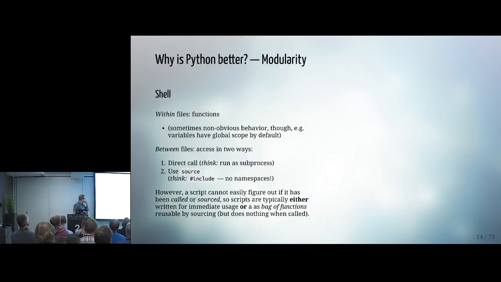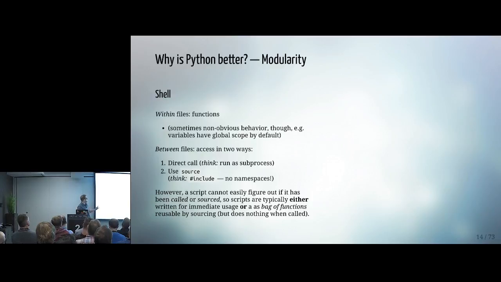Modularity. When you write a shell script, you can structure it with functions. The scoping behavior of functions in shell scripts is not always obvious. There are some weird rules where variables are global by default, for example. So if you run a function and it modifies a variable internally, that might actually modify some global variable, and you might not expect that, depending on how much experience you have with shell scripts.